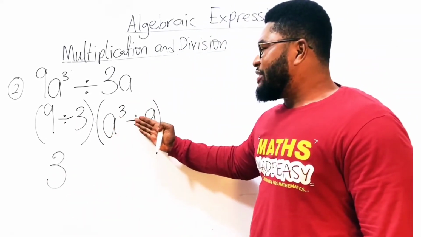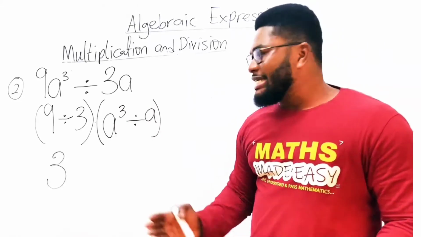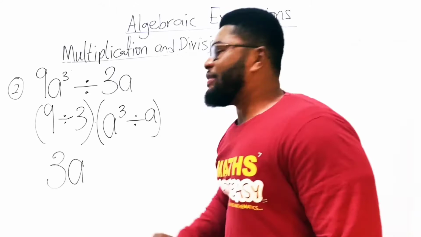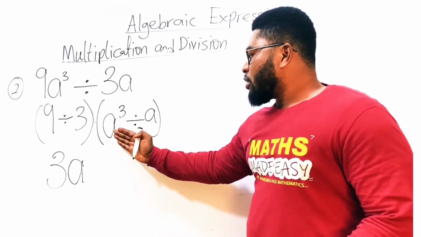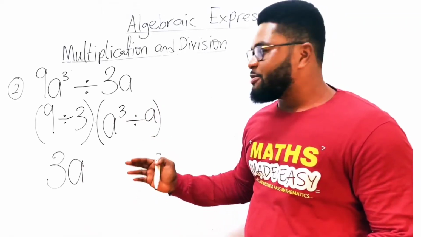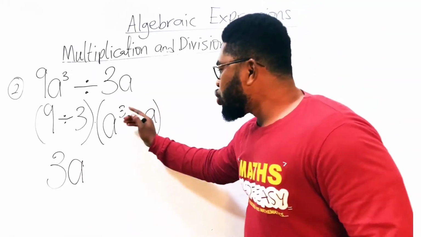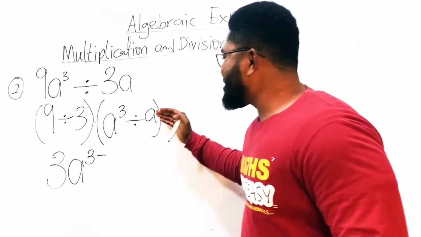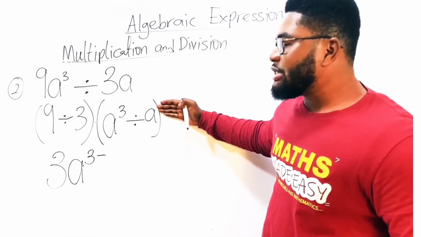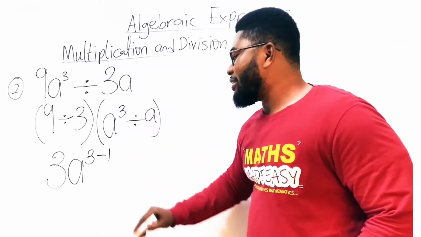A power 3 divided by a. Using indices, the variable a are the same, so I maintain one of the a's. Then I use the powers, but this time around I'll subtract the powers because of the division sign. So it will become the power 3 minus the power 1. Since there's no power at a, the power is considered to be 1, so minus 1.